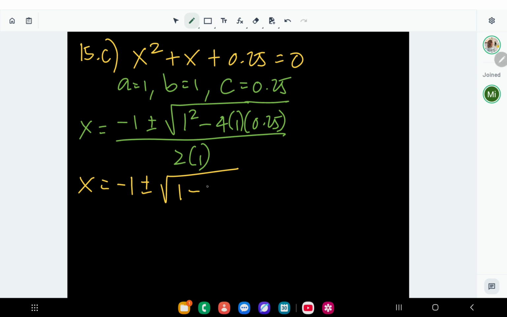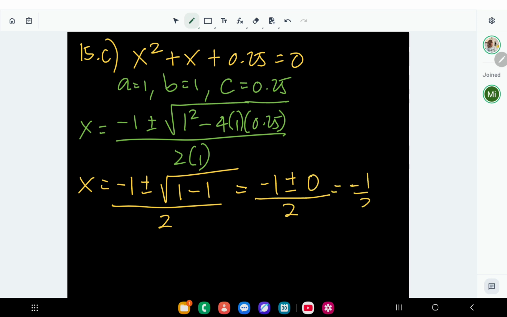Is it 1? 1, right? 4 times 0.25 is 1. Yeah, and then negative 1 plus minus the square root of 1 minus 1, which is 0. Square root of 0 is 0, right? Over 2. So we have negative 1/2. So that is the value of x.